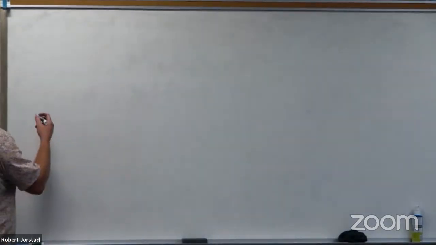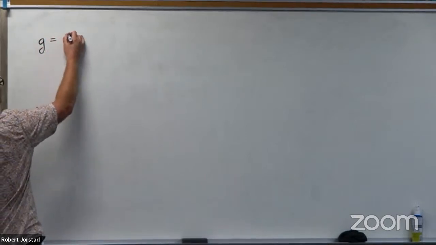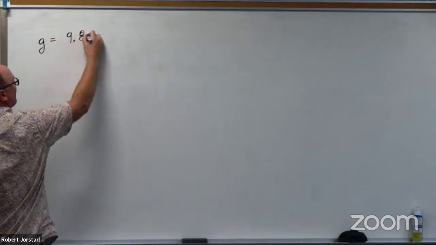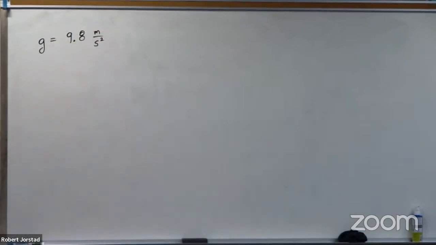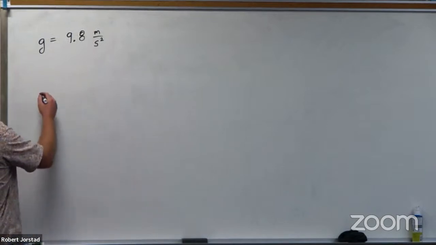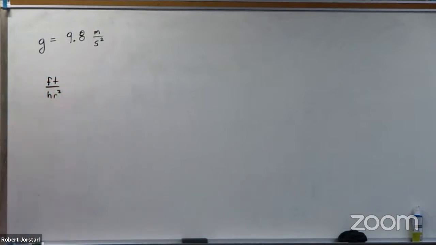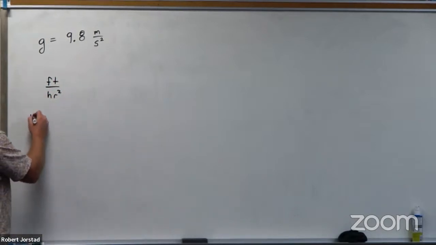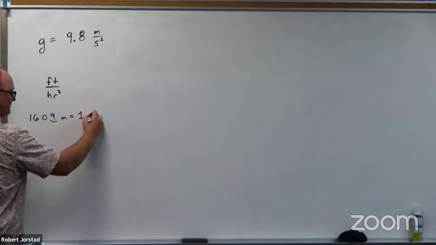Let's say we have g, a number. Let's say it happens to be 9.8 meters per second squared. And I want to convert this to feet per hour squared. All right. Well, I know that 1609 meters is 1 mile.